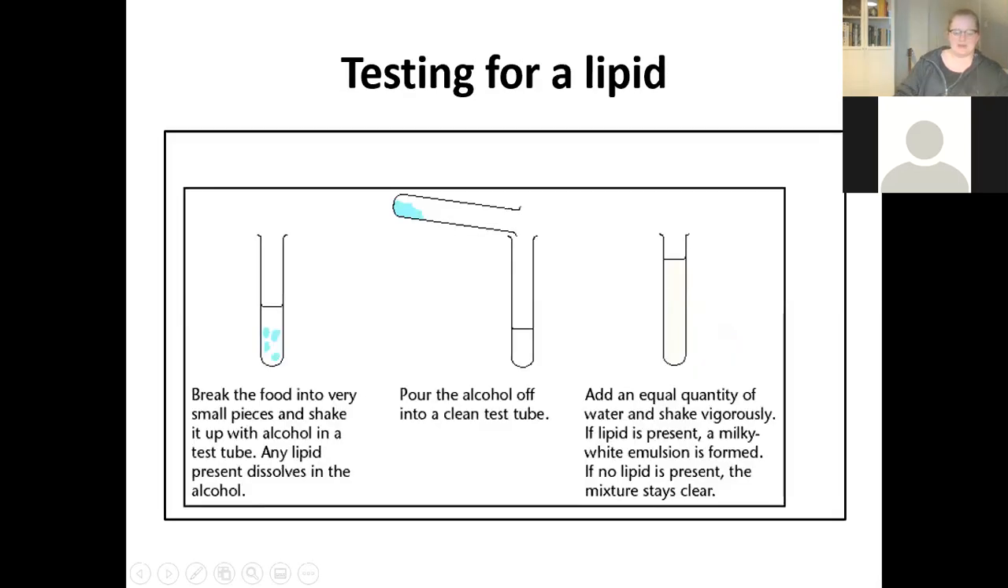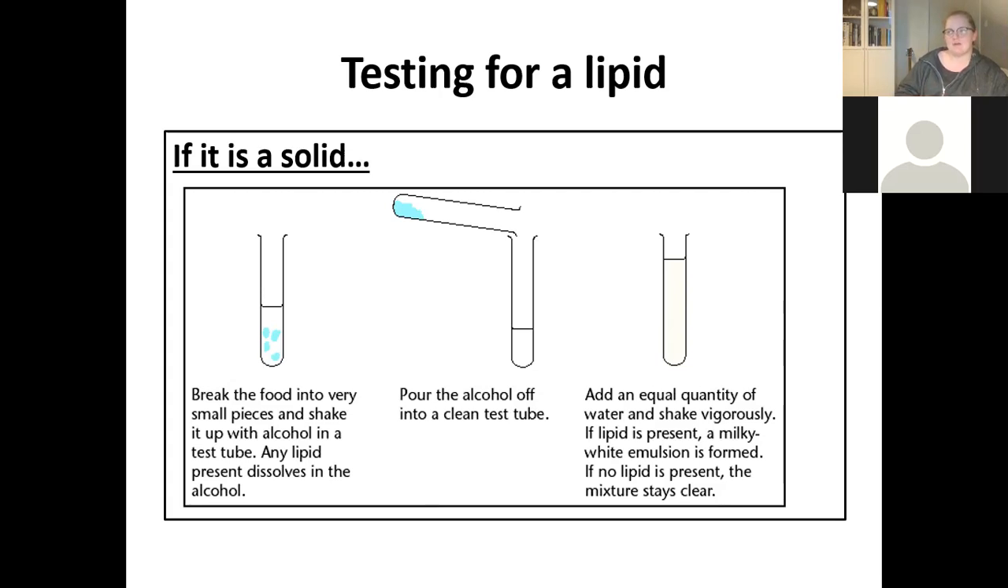And then the last little bit is just testing for lipids. This is just a recap from what you've done at GCSE. And we call it the emulsion test. So we test for lipids. If it is a solid food, we would break the food into really, really small pieces, shake it up with alcohol, so ethanol, in a test tube, and any lipid present dissolves in the alcohol. What we would then do is pour the ethanol, the alcohol, into a clean test tube, and we would add an equal quantity of water and shake this really, really vigorously.